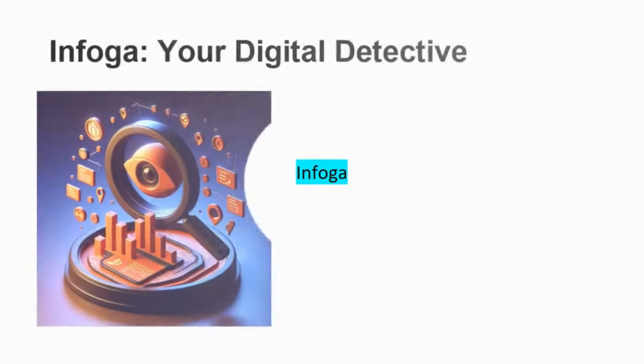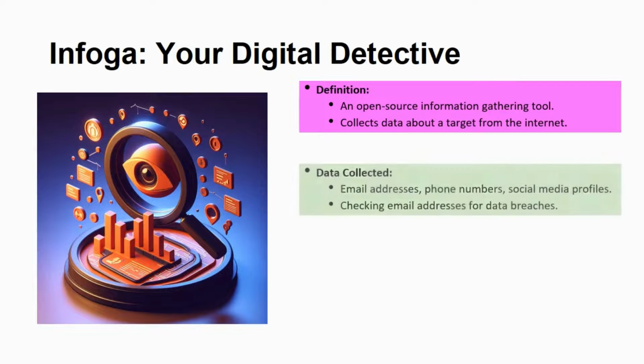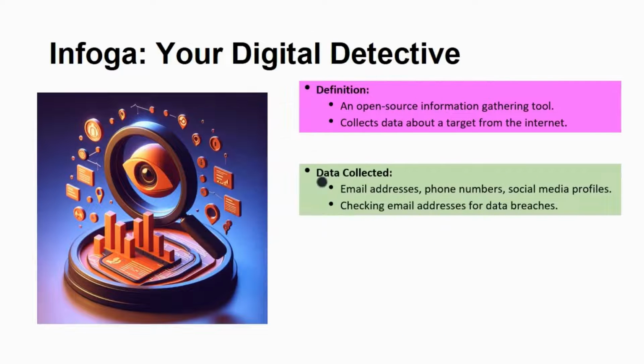In this lecture, we will quickly discuss the basic features of the INFOGA tool. INFOGA is an open source tool used for collecting information about a target by scraping the internet. It can gather information such as email addresses, phone numbers, and social media profiles from public sources. It can also check email addresses for data breaches.